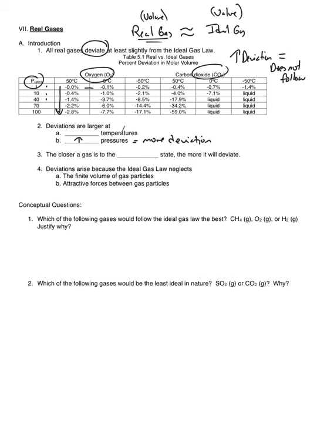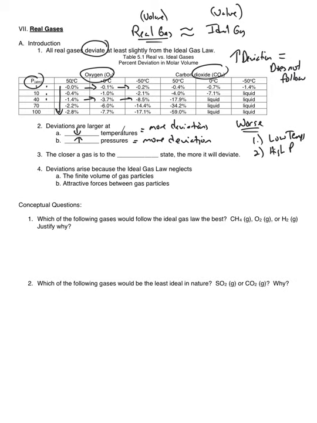Temperature, when I go across, as I decrease the temperature, I'm going from 50 to 0 to negative 50. As I go across the graph, as the temperatures are getting colder, the deviations are getting larger. So at lower temperatures, there is more deviation. So the worst possible conditions would be low temperatures and high pressures. These are the two conditions that are the worst when it comes to gases.